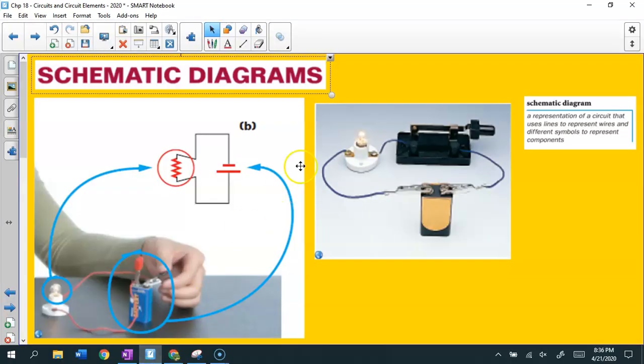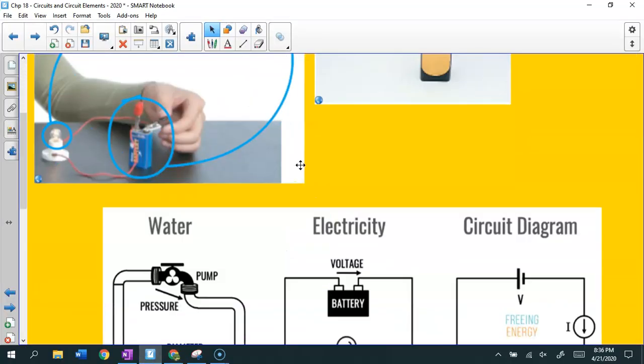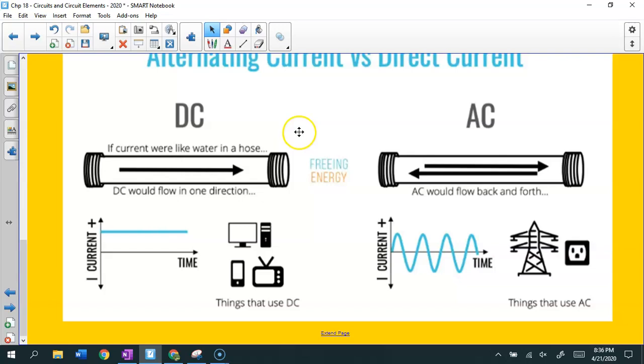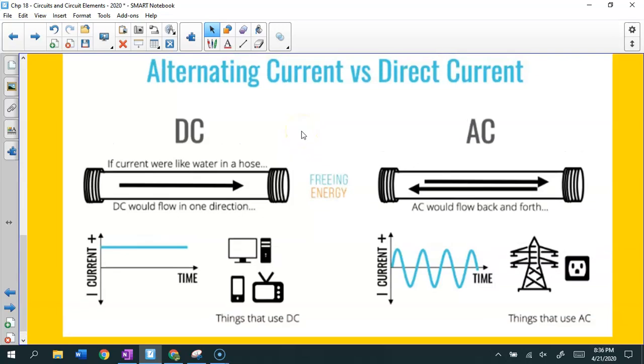Now back to our lecture over here. So basically, one more thing that I want to mention is you probably have heard of AC and DC, direct current and alternating current. What exactly is that? Think of it like this, right? If current were like water in a hose, DC would flow in only one direction. It just goes in one direction, okay? If you're looking at current over time, look at this graph over here. Current is just going in a certain direction, all right?